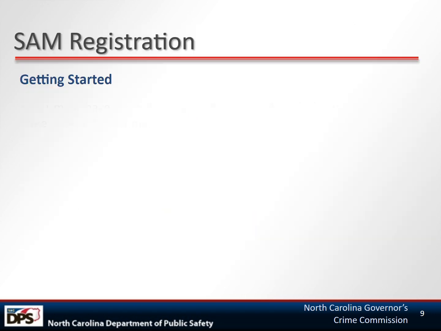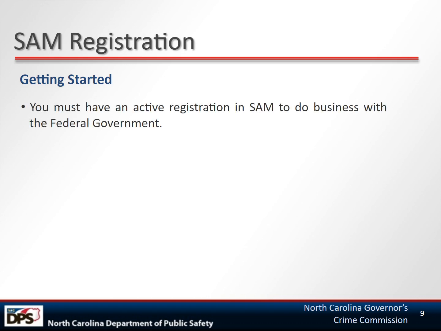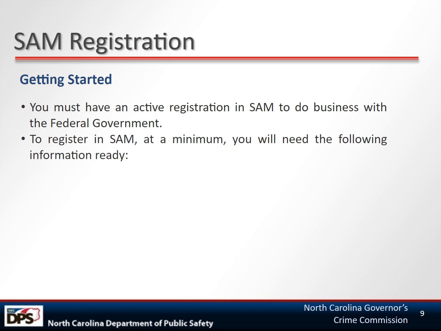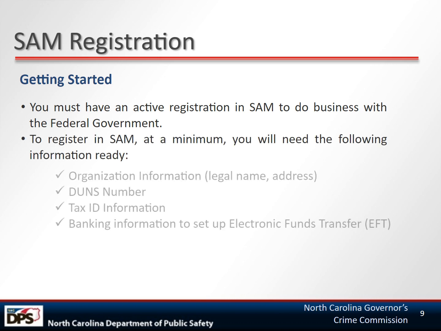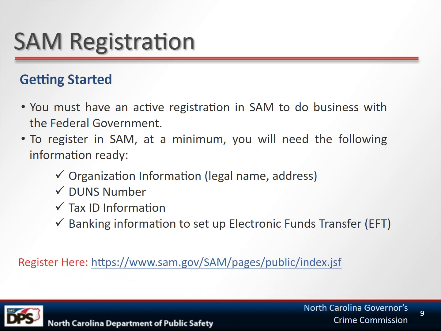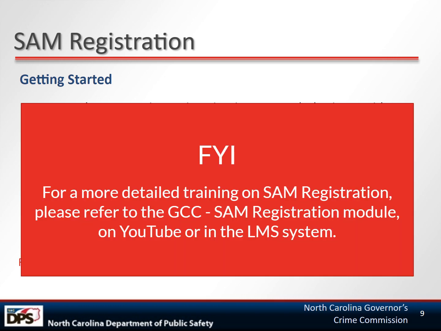Getting started. You must have an active registration in SAM to do business with the federal government. You'll need to have the following information ready to begin your registration: organization information, DUNS number, tax identification information, and banking information. Please write down the following link to register with SAM. Be sure that your SAM registration remains current. For a more detailed training in SAM registration, please refer to the GCC SAM registration module on YouTube or in the LMS system.